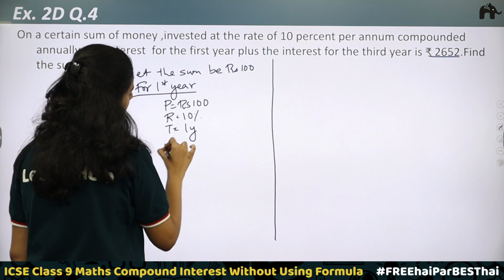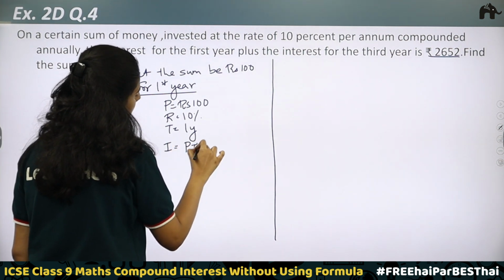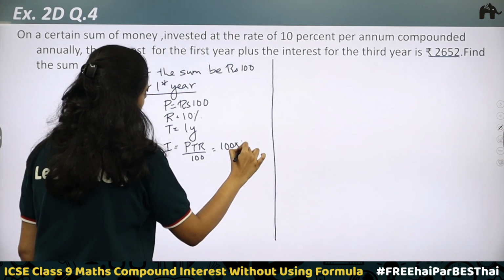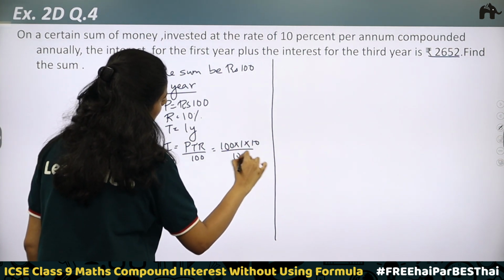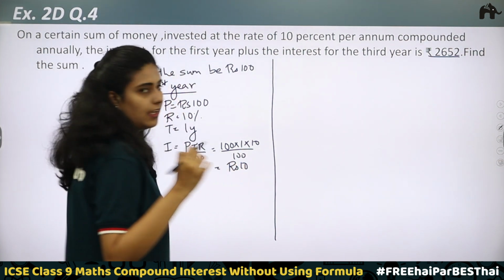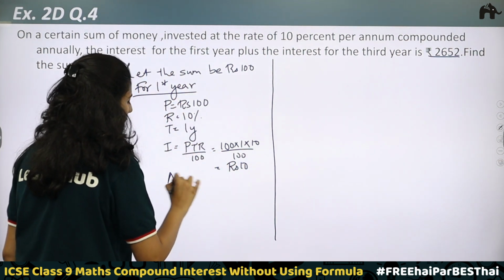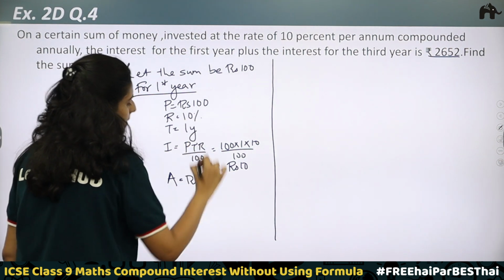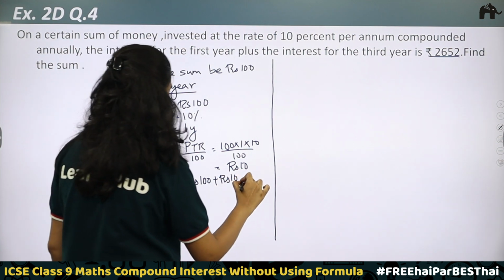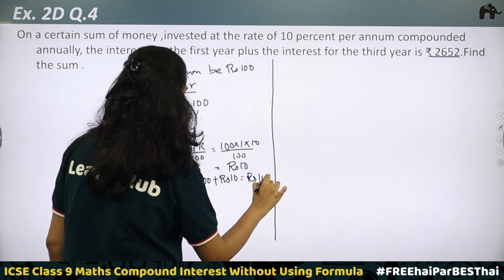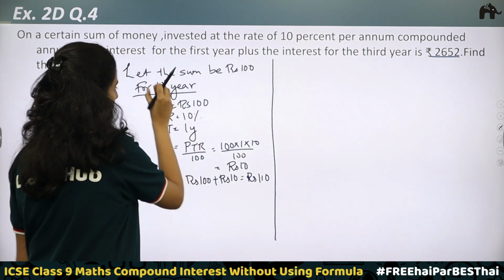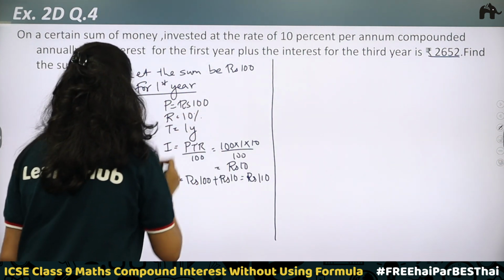Time is 1 year. Then the interest is equal to PTR divided by 100, which is 100 into 1 into 10 divided by 100. How much do we get? The interest is rupees 10. Okay. Now what is the amount? Amount is equal to principal rupees 100 plus interest rupees 10, which is rupees 110. Okay. Now this rupees 110 will be the principal amount or the sum for the second year.